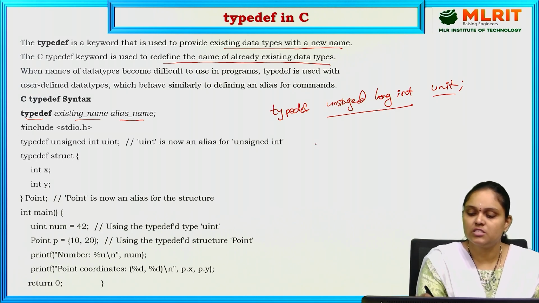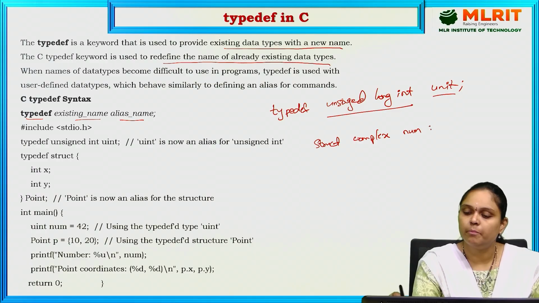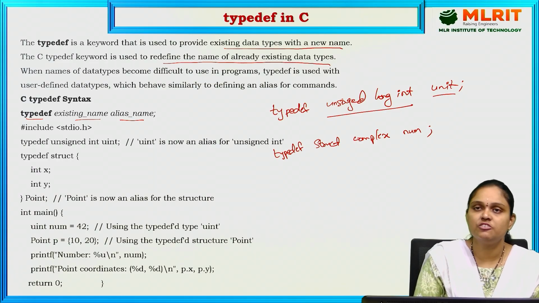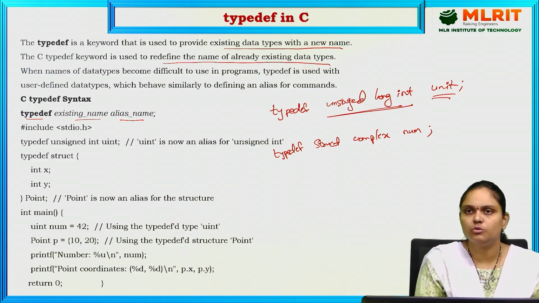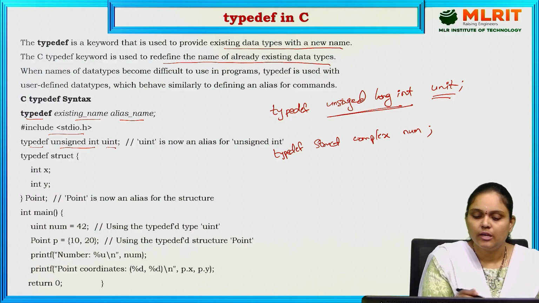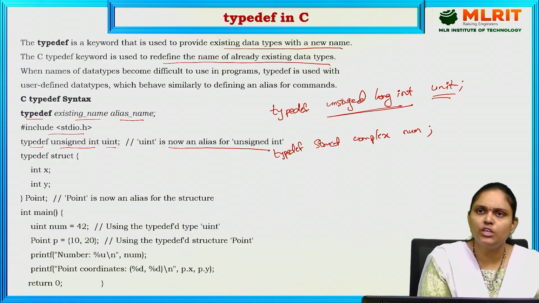Also, we have struct complex. This struct complex can also be renamed, for example to a single name, using the typedef keyword. Whatever existing data type we have, we can change that data type's name by using the typedef keyword. So instead of writing these three words, we can write only a single word and it will be easy to access. Say this is a header file, and next is typedef unsigned int, where we are changing it to uint. Uint is now an alias name of unsigned int only for this particular program, and we are not changing it entirely.